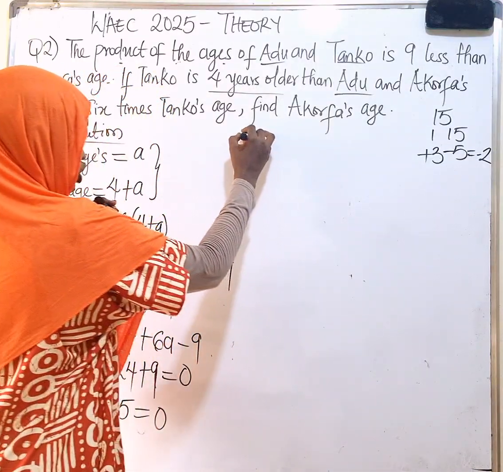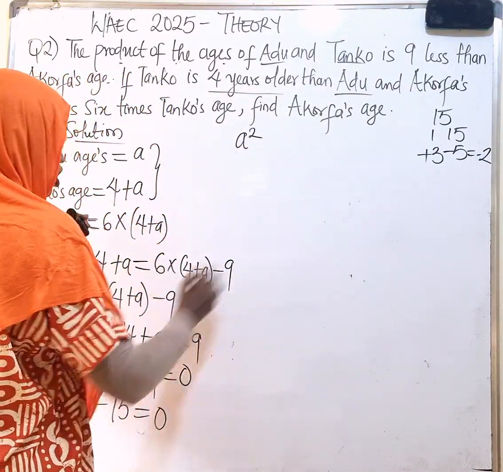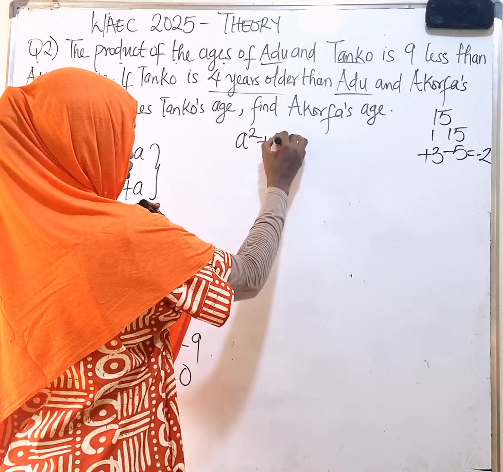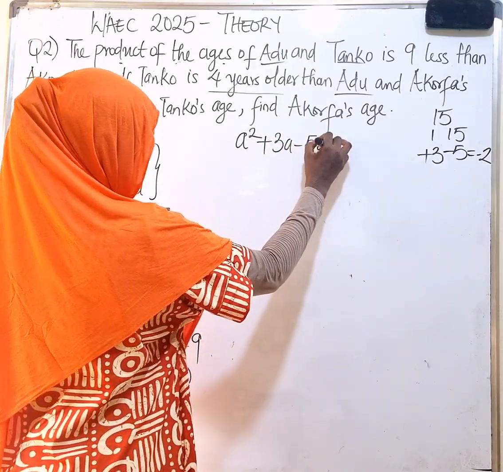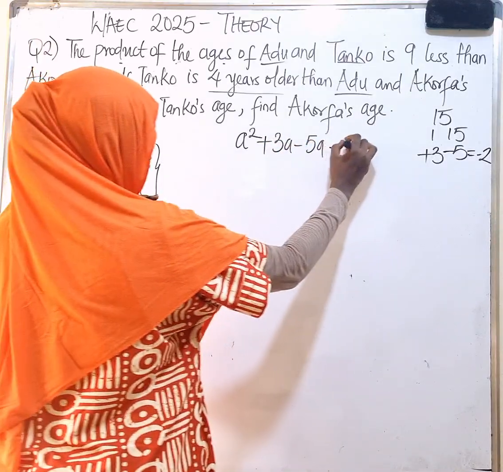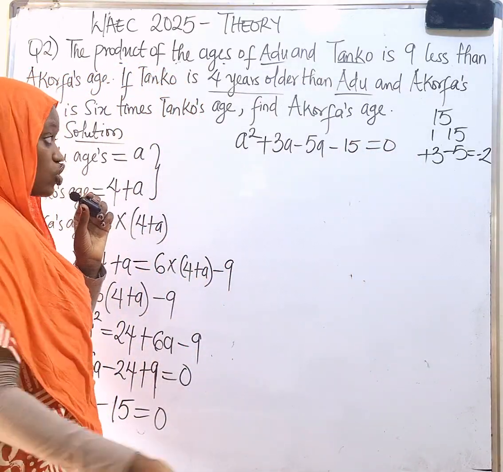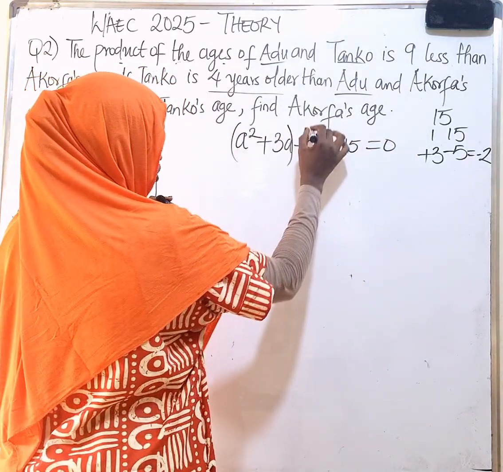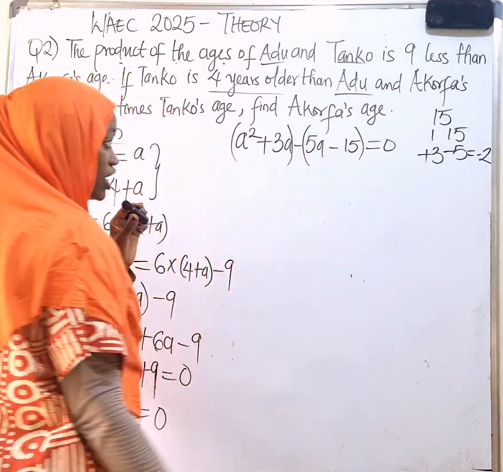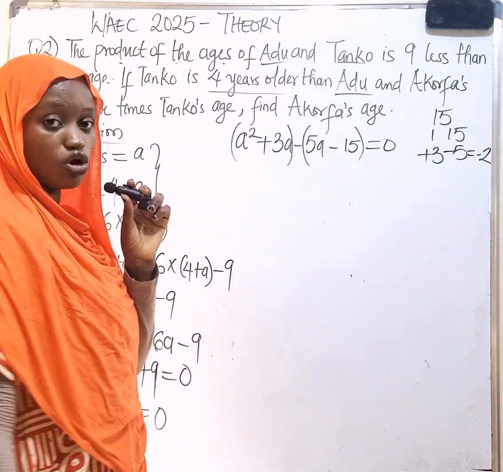So now the equation becomes A square, instead of minus 2A, it now becomes plus 3A minus 5A, right? Then we have minus 15 equals 0. So next step, we are going to take the common factors. You take the first two terms, put them in a bracket, and the last two terms also put them in a bracket. Now let's take the common factors.